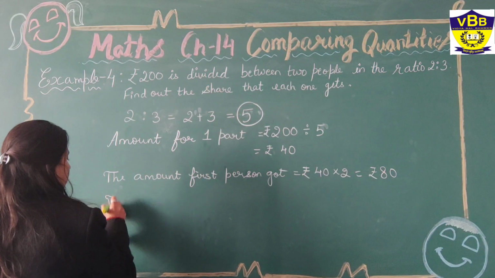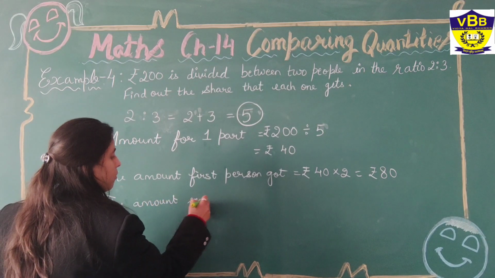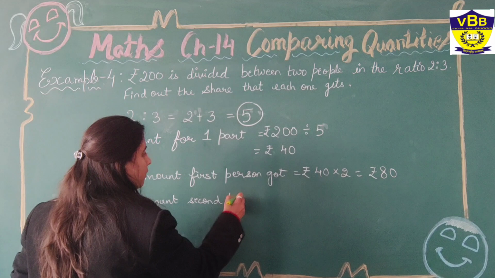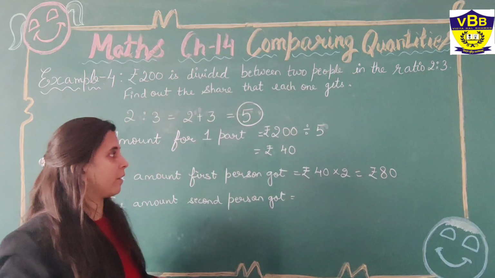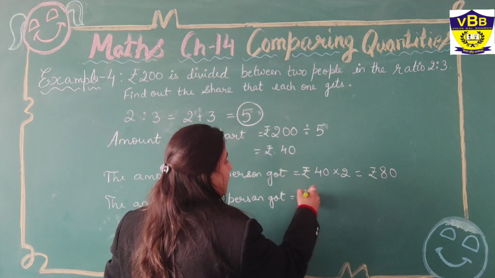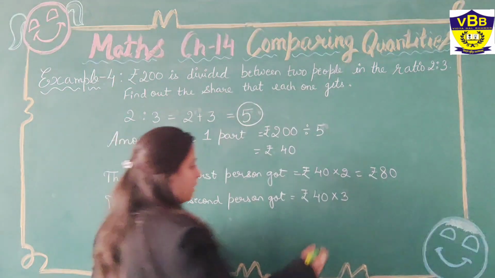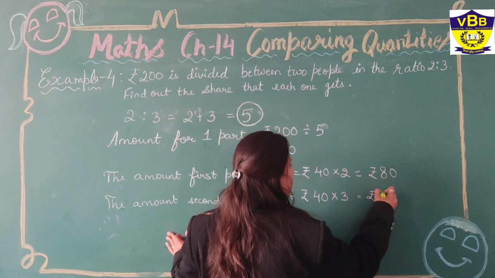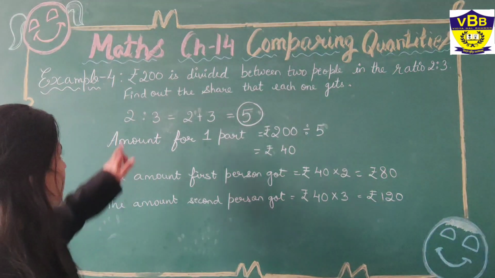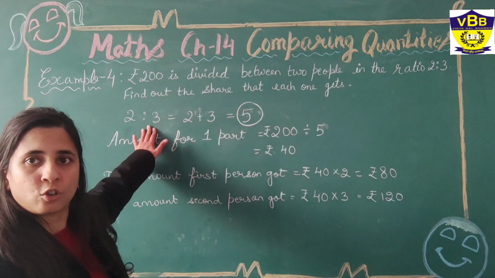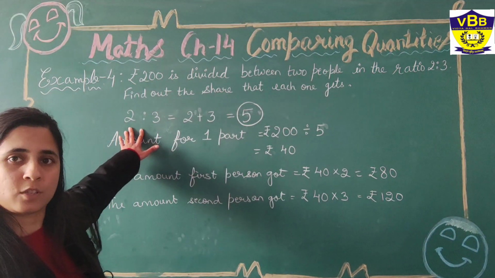And the amount the second person got was the third part of 200. That means for one part it is rupees 40. For 3 parts we need to multiply it by 3. So it will become 4 into 3 is 12 and a 0. That becomes rupees 120. So 2:3 is the ratio and rupees 200 has been divided in the ratio 2:3.